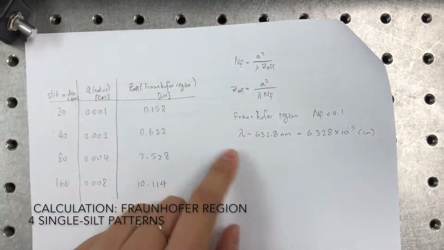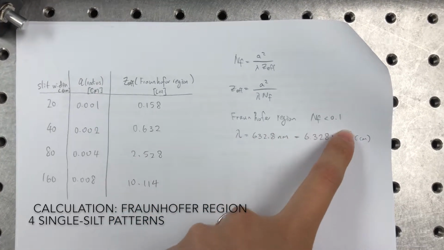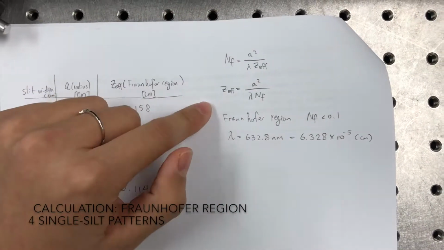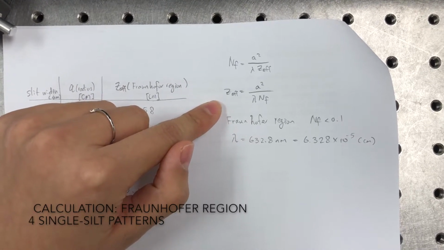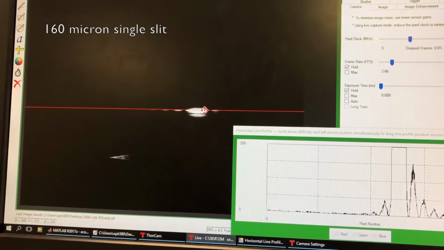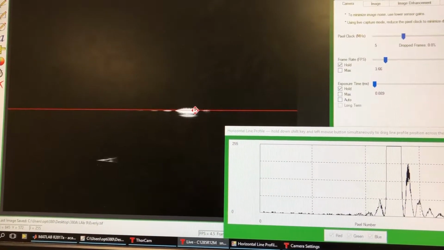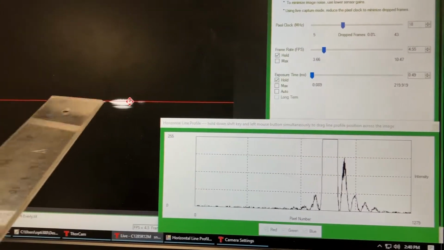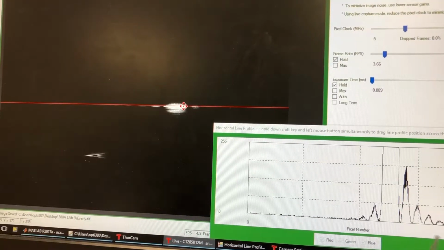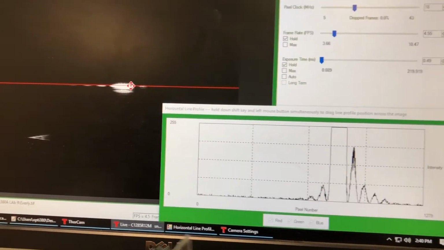And we know in the Fraunhofer region, the Fresnel number is less than 0.1. So we can use this equation to calculate the distance at which the Fraunhofer region begins. So this is where the 168 micron single slit aperture is at the Fraunhofer region. And it has a high intensity right in the middle, and then local maximas going out, getting dimmer.